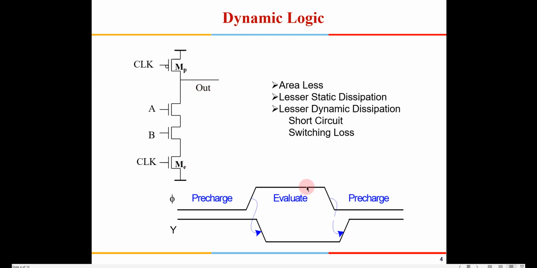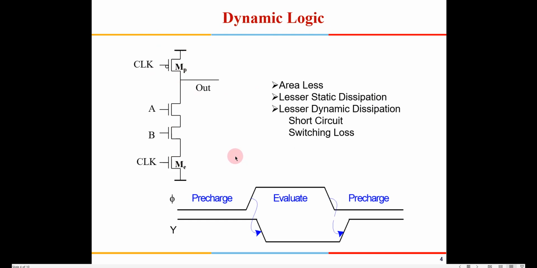So this will act like a NAND gate. During the evaluation phase, when the clock is high, if both are 1, then the output will be 0, and if any one of them is 0, then there is no path available for this charge to get discharged, and hence it will remain 1. So this is how dynamic logic looks like. You will see that the entire P network is removed here.